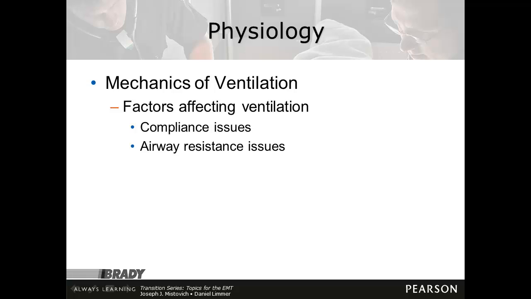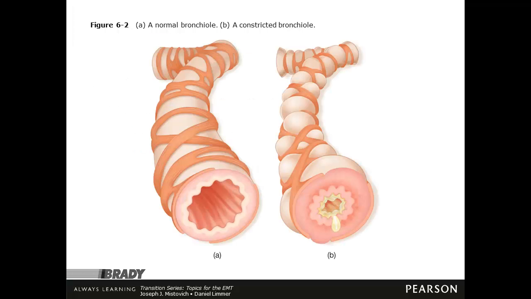Both compliance and higher airway resistance may lead to a decrease in the amount of air reaching the alveoli for gas exchange, resulting in less oxygen reaching the hemoglobin and eventually cellular hypoxia.